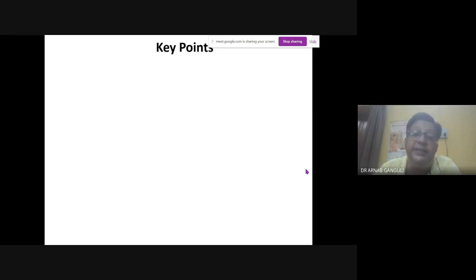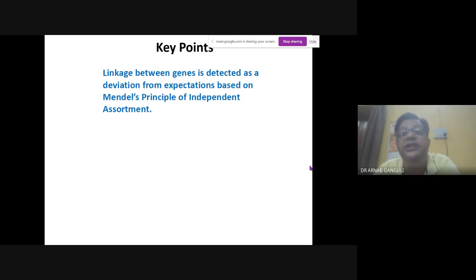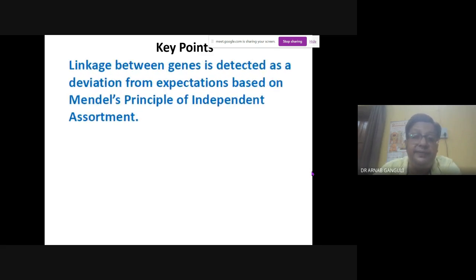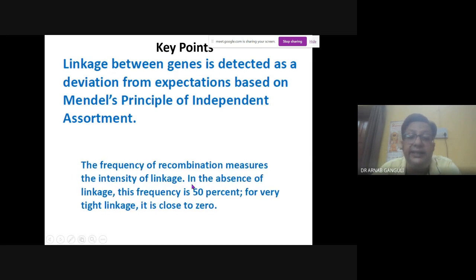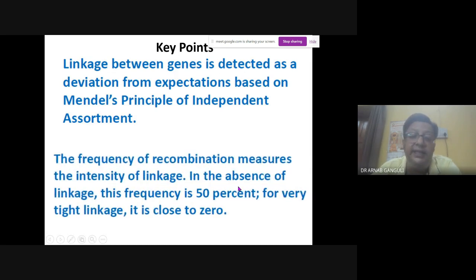So the key points: linkage between genes is detected as a deviation from expectations based on Mendel's principle of independent assortment. And the frequency of recombination measures the intensity of linkage. In the absence of linkage, this frequency is 50%. For very tight linkage, it is close to 0.